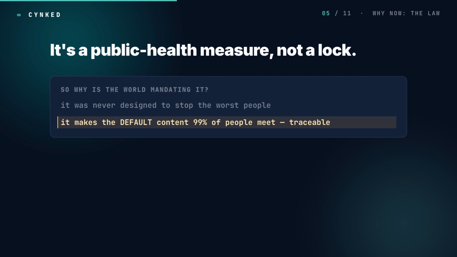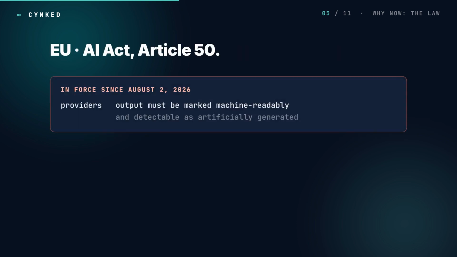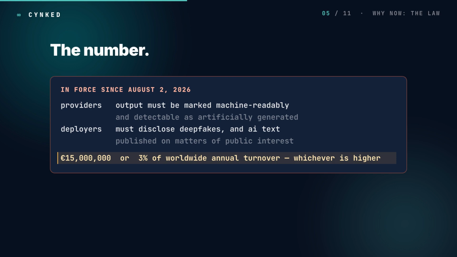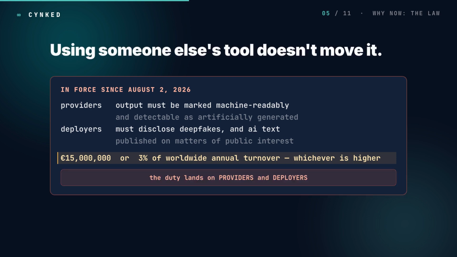On August 2nd, 2026, 2 things happened on 2 continents on the same day. In the European Union, Article 50 of the AI Act came into force. Providers of generative AI must ensure output is marked in a machine-readable format and detectable as artificially generated. Deployers must disclose deepfakes and AI-generated text published on matters of public interest. Non-compliance runs to €15 million or 3% of worldwide annual turnover, whichever is higher. And note, the obligation lands on providers and deployers. Using someone else's tool does not move the duty off you.